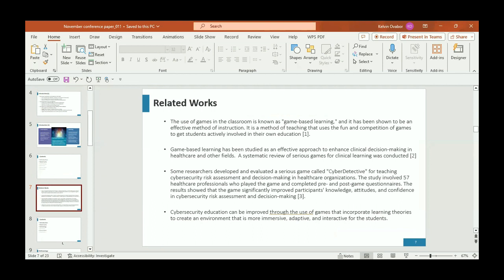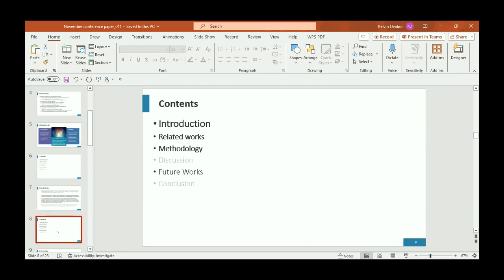A systematic review of various games has been carried out by different researchers. Some researchers also developed a serious game they call Cyber Detective for teaching cybersecurity risk assessment and decision-making in healthcare organizations, where the study involved 57 healthcare professionals that played the game and also completed a pre- and post-test questionnaire. The results showed significant improvement in the knowledge, attitude, and confidence of those that were involved in the game. Cybersecurity education can be improved through the use of games that incorporate learning theories to create an environment that is interactive for students.